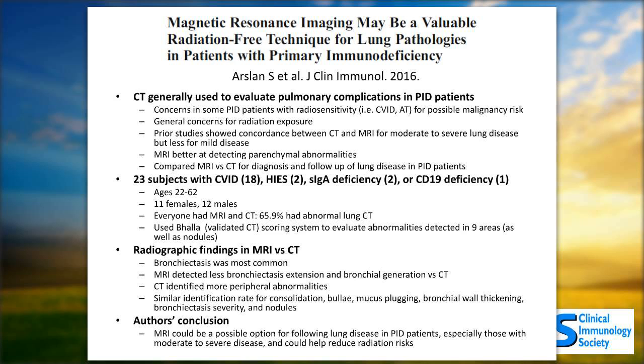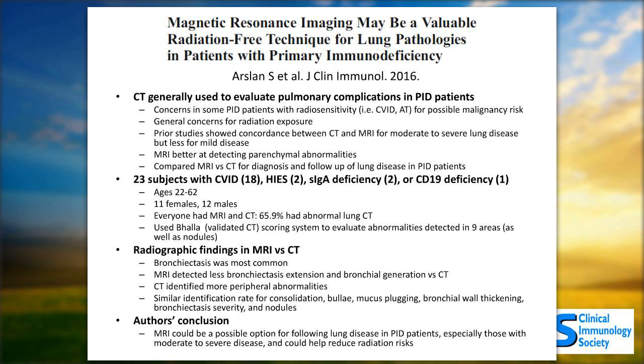So they included 23 subjects, and as you can see here, the variety of subjects that they included, most of them were CVID patients, but a smattering of hyper IgE, IgA deficiency, and one CD19 deficiency. As you can see, the ages varied from 20 to 60, more or less, about 50-50 between the females and males. Everyone had both an MRI and a CAT scan, and about 66% did have abnormalities seen on the lung CAT scan. They used the Bhalla scoring system, which is a validated CAT scan scoring system, to evaluate pulmonary abnormalities in 9 different areas, as well as compared the detection of pulmonary nodules.